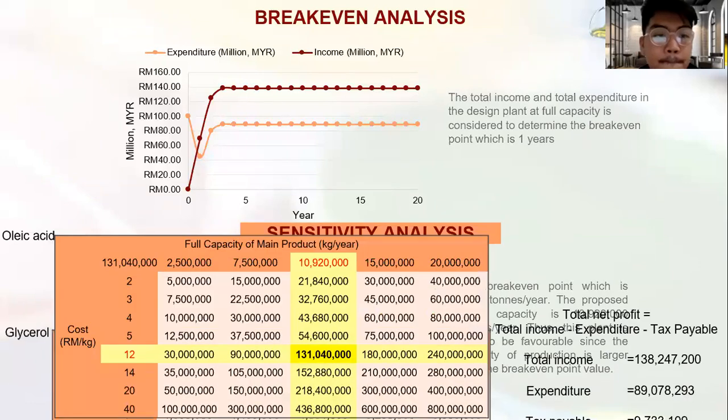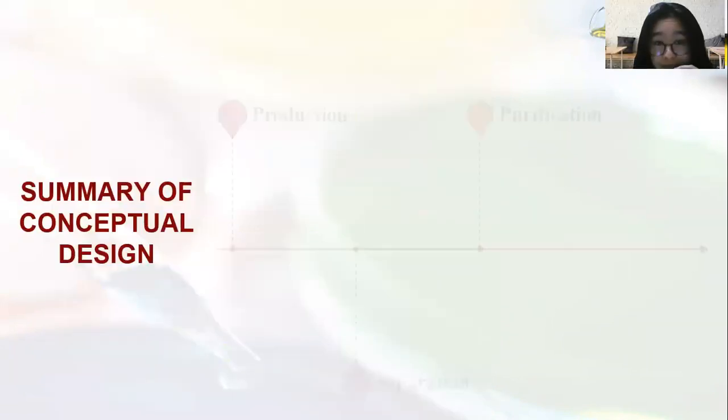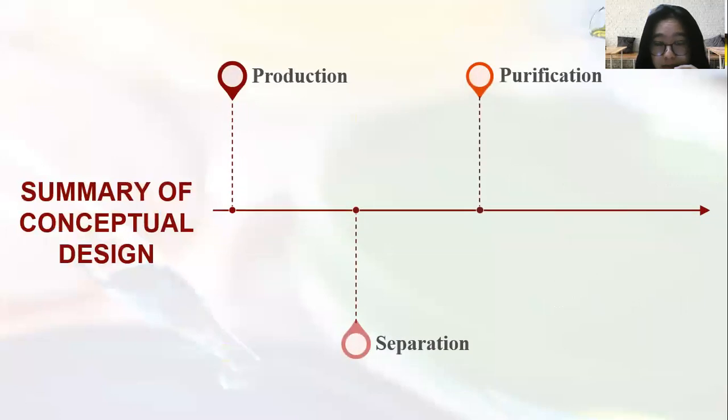Next, this is the sensitivity analysis. So we have decided to sell our main product, which is oleic acid, at 12 ringgit per kilogram, while the glycerol is 6 ringgit per kilogram. So the total income will be around 138 million ringgit. So the total net profit after considering the expenditure and also the tax we need to pay is around 39 million ringgit Malaysia.